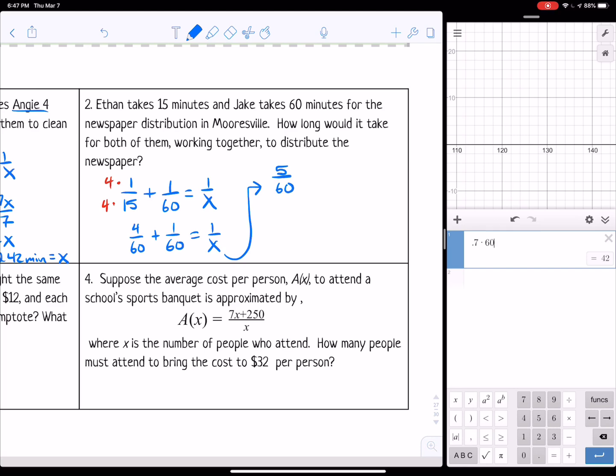And again, I'm just going to scoot over here where I have more space. So that gives me 5/60 equals 1/x. So then I would cross multiply, and I get 5x equals 60. If I divide by 5, I get x equals 12. So they would take 12 minutes working together. All right, so that's two work rate problems.